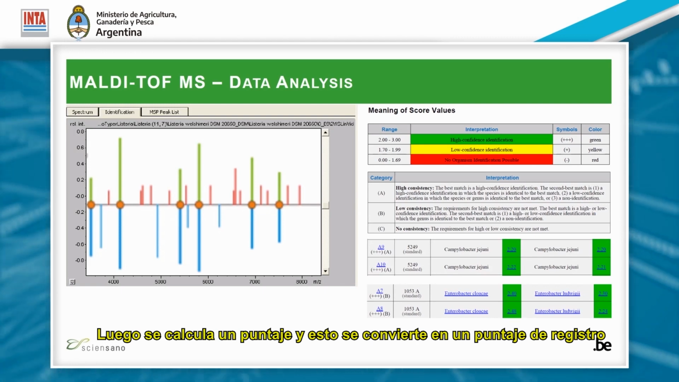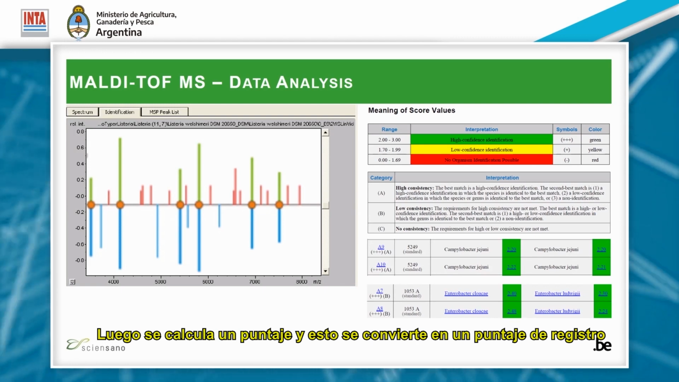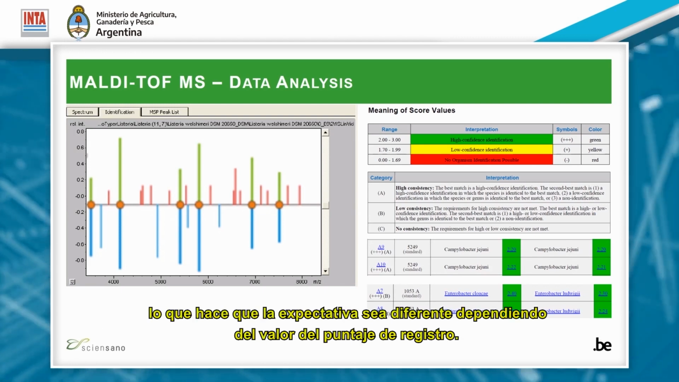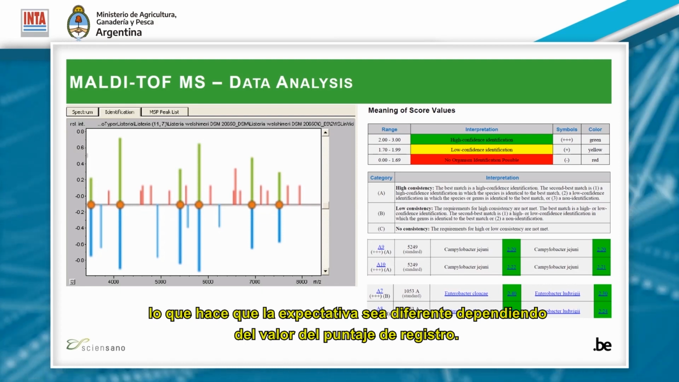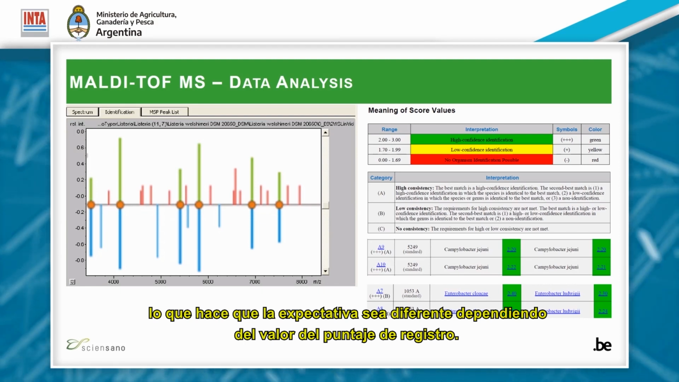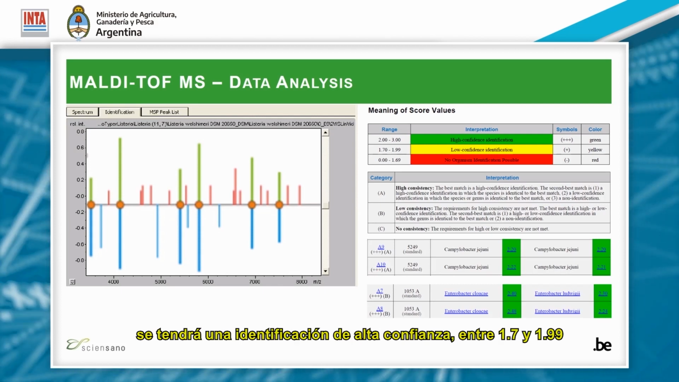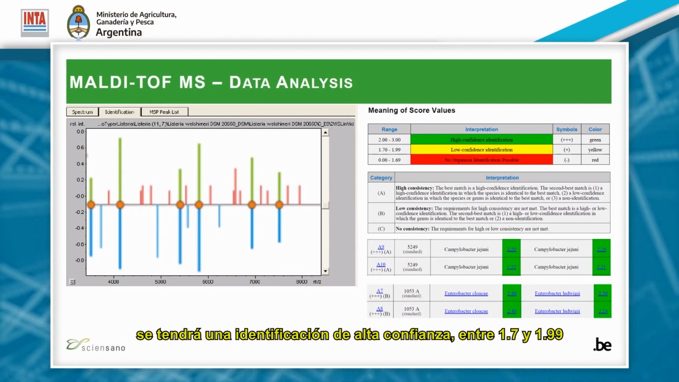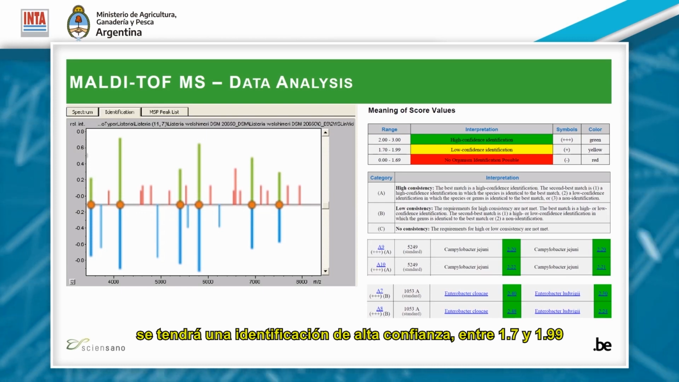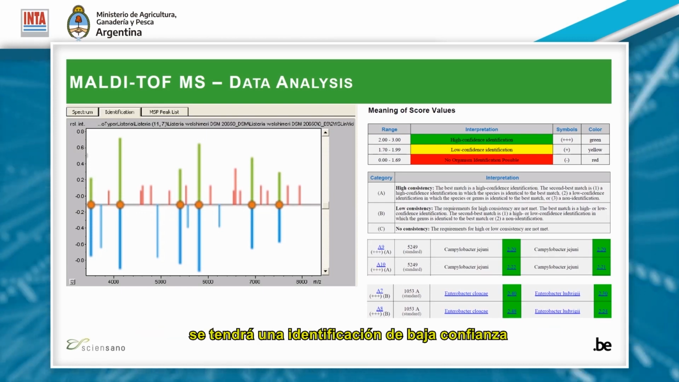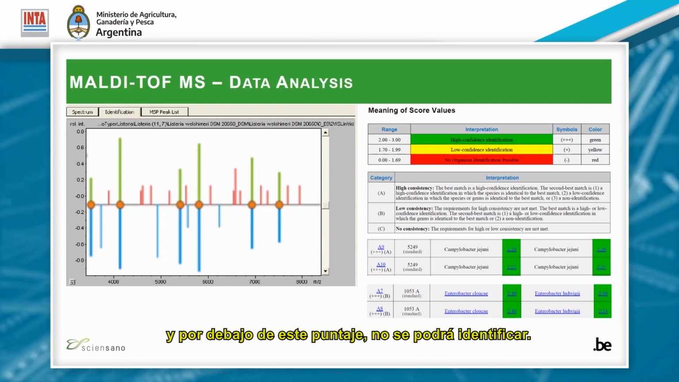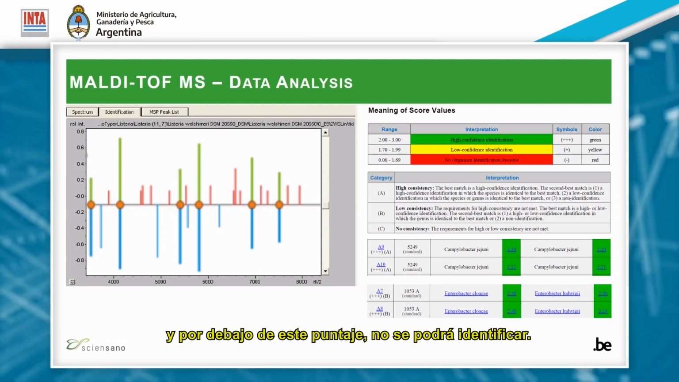And a score is calculated, and this is turned into a log score. And depending on the value of the log score, the interpretation is different. So when you have a log score between 2 and 3, you will have a high confidence identification. Between 1.7 and 1.99, you have a low confidence identification, and below that you have no identification possible.